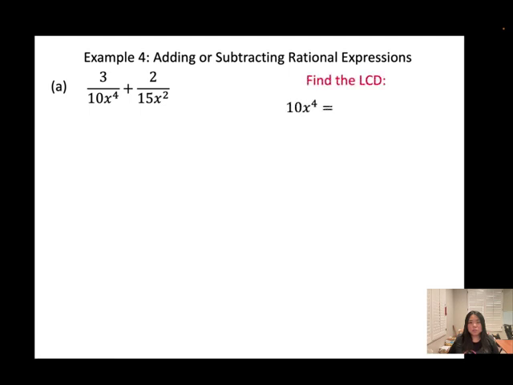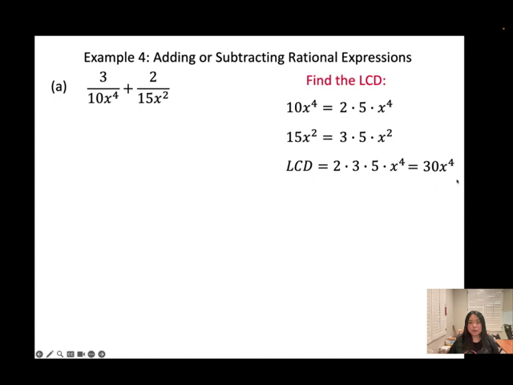So for the 10x to the power 4, I could revise it to this guy, 2 times 5 times x to the power 4. 15, I could put like 3 times 5, x squared. Okay, we're going to take the greatest one. So we have 2 times 3 times 5 times x to the power of 4. That will be the LCD, 30x to the power of 4.